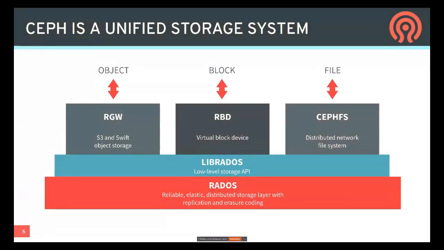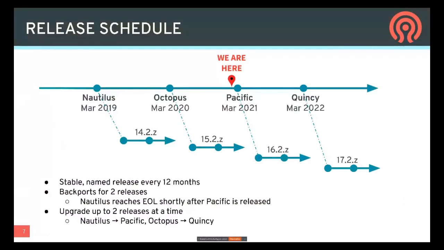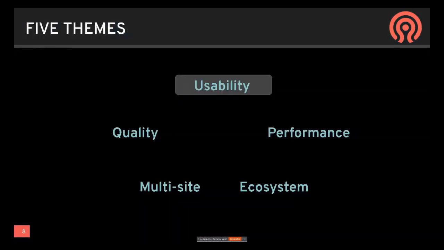We release every year now in the month of March. We are almost coming up on the Pacific release date, so in the next few weeks, we'll be releasing that. We backport bug fixes to 2 releases, so Nautilus will reach its end of life shortly after Pacific is released. And you're allowed to upgrade 2 releases at a time. So you can either jump a single release, or you can jump from Nautilus to Pacific or Octopus to Quincy, whatever it may be. So what is new in Pacific?